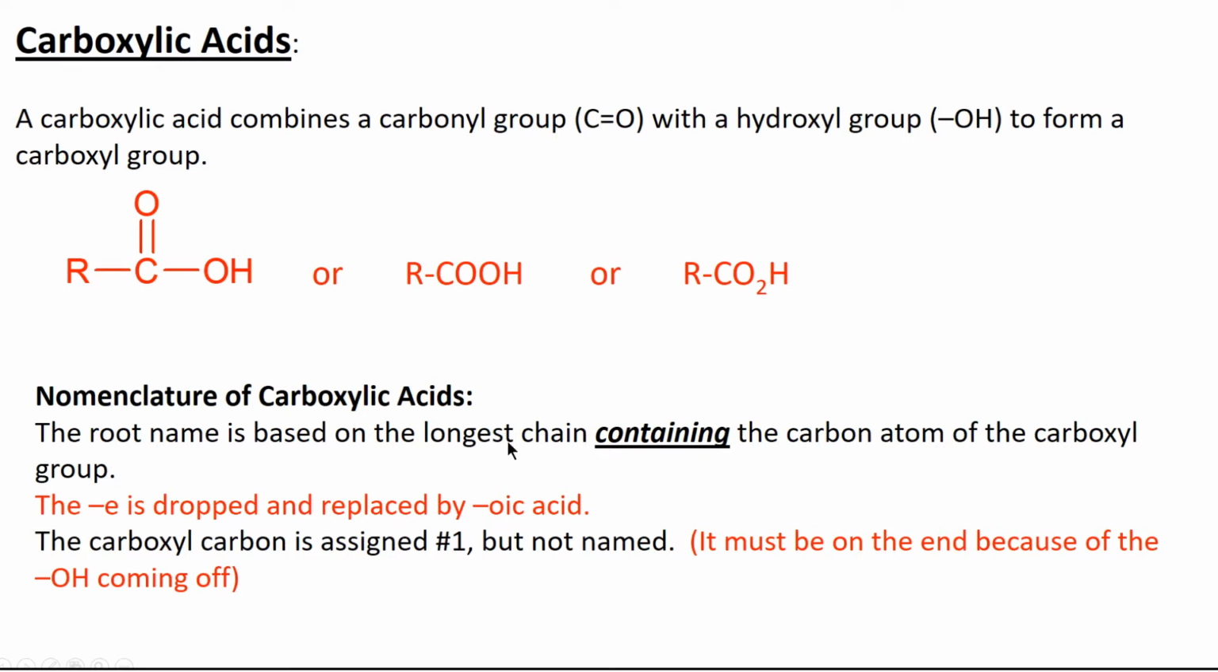So the root name is based on the longest chain containing that carbon atom, so containing this carbon atom that's in the carboxyl group, this guy being the carboxyl group. You drop the E and it's replaced with oic acid. Now the carboxyl carbon, that's this guy, is assigned number 1, but you don't need to include it in the name because this guy has to be at the end of your carbon chain. There's only one direction, and this will be carbon 1, then 2, so on and so forth.